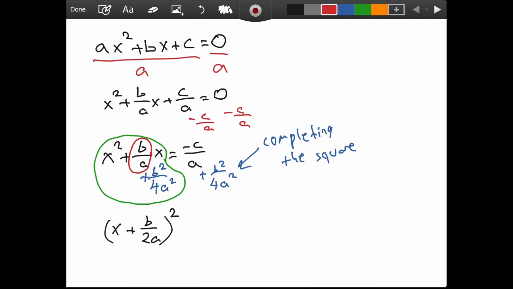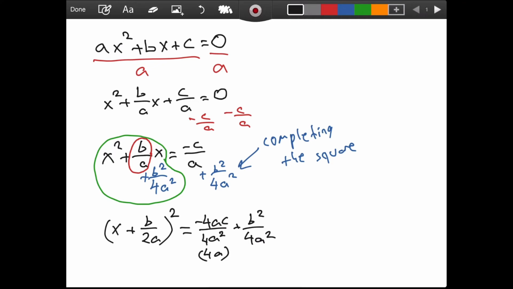All right? So we completed the square and we arrived at this equation, the quantity x plus b over 2a squared. This is equal to negative c divided by a plus b squared divided by 4a squared. Now we can make the denominator of negative c over a term 4a squared. So I multiply it with 4a. And what do I have when I do that? Well, this becomes 4a squared, and the numerator becomes negative 4ac.